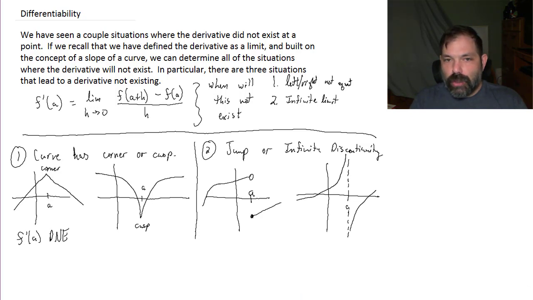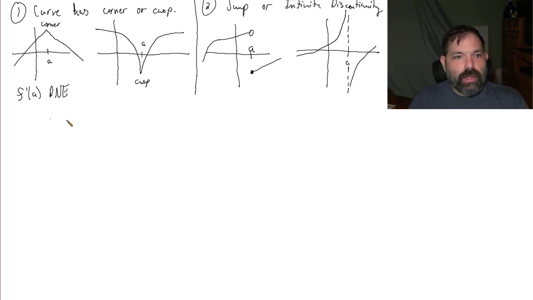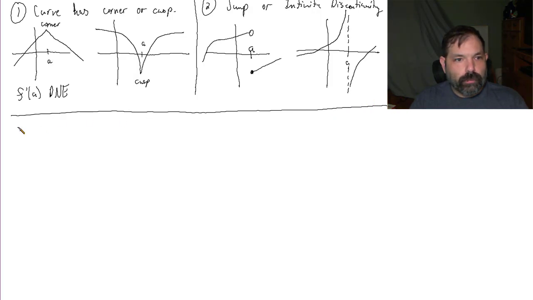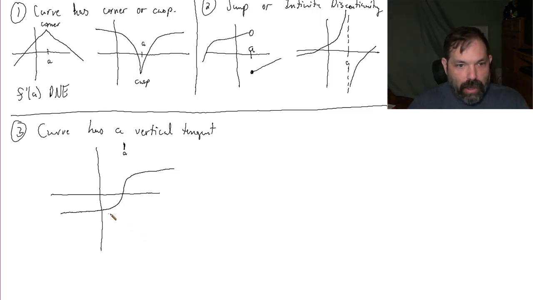Then the last situation that we need to be aware of is if the curve has what's called a vertical tangent. And so we will sometimes see curves that do this. So for example, if we had a curve that looked something like this, and then like that. And here's the A value. I'm not going to put the mark on the x-axis, but there's the A value. So notice what's happening near x equals A. The slope is positive, and the slope is getting very large. And at this point right here, the slope is becoming vertical.